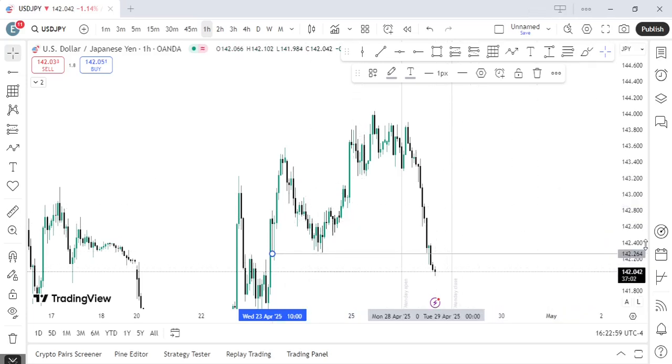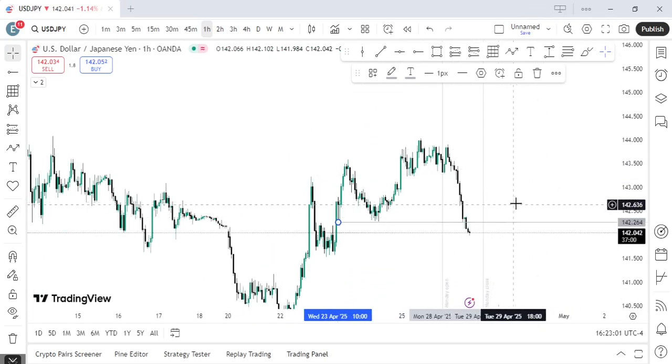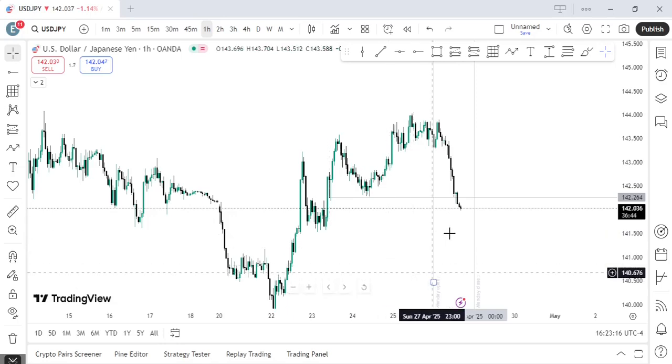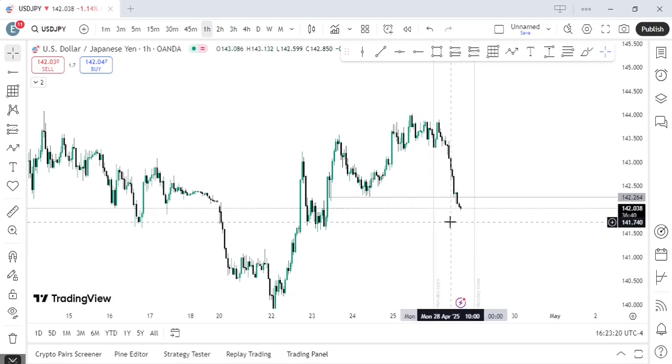Just because I know price is going all the way down doesn't mean I can set my TP all the way down here. Remember, we are trying to get a daily bias. So we're just trying to take a trade just for one day. We're not taking a trade long term. It's only for a day. So it's basically short term.